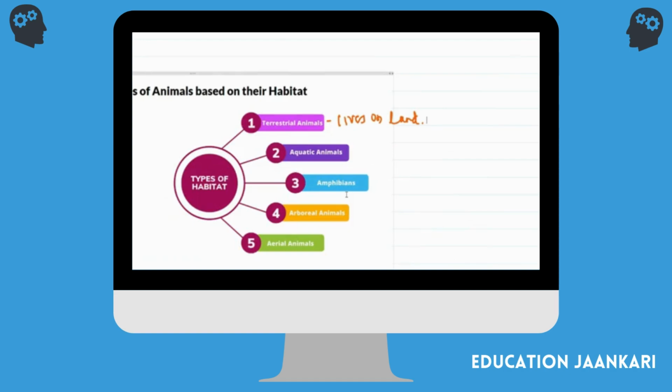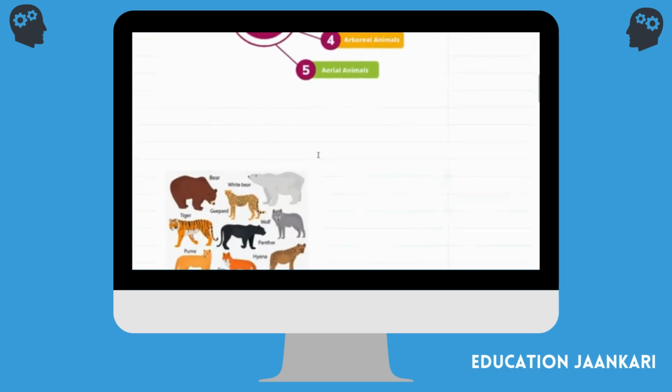Okay, don't worry. So these are the elephant features. This is called adaptation. Animals have certain specific features and habits which help them adapt to a particular environment. This feature is called adaptation. Now tell me, what are the aquatic animals? These are the terrestrial animals which you gave as examples.